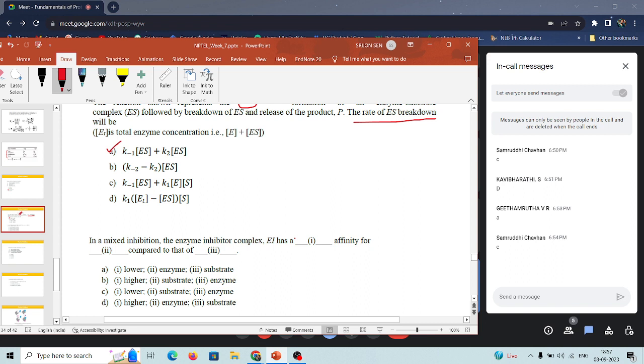So actually, two of the options can be right over here, because if something has lower affinity for the enzyme compared to the substrate, the other will have higher affinity for the substrate compared to the enzyme. So now, can you try answering it? In the second place, it can be either enzyme or substrate, that does not matter. But what is more important is whether EI, that is the enzyme inhibitor complex, has higher or lower affinity for the substrate. Let us look from the perspective of the substrate.